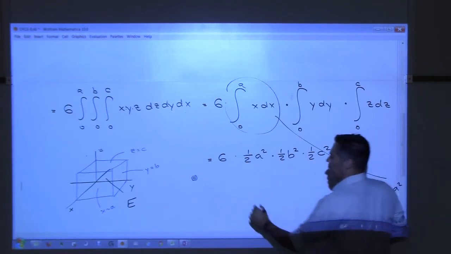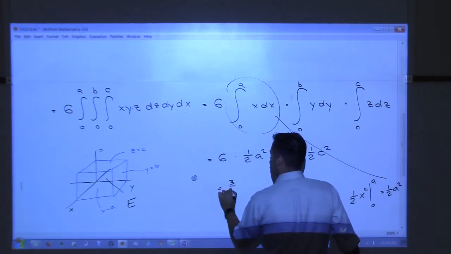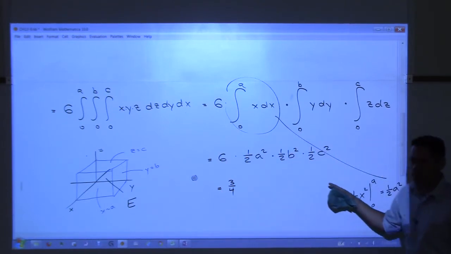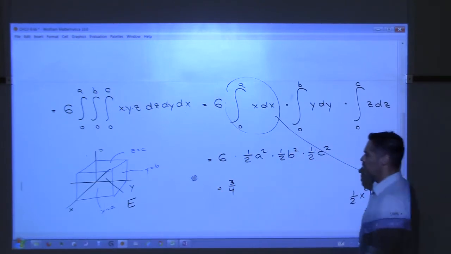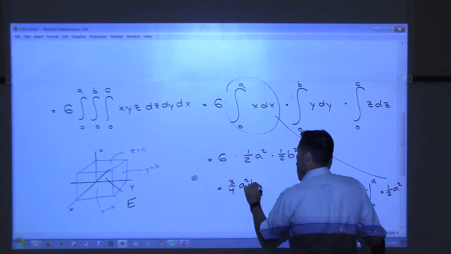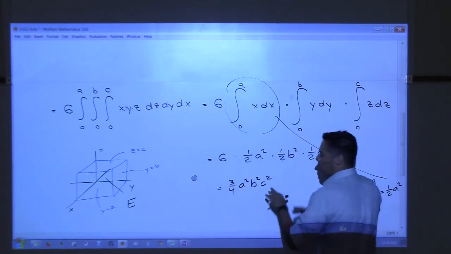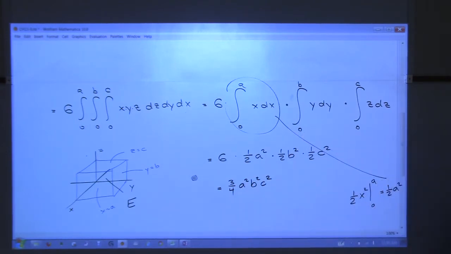So you get 3/4 when you reduce that fraction, 6/8. 3/4 a squared, b squared, c squared. Or you could put a, b, c in parentheses and square that. That's it. That's your flux.